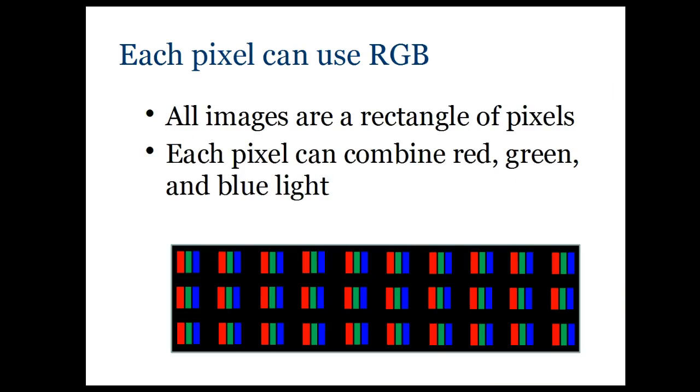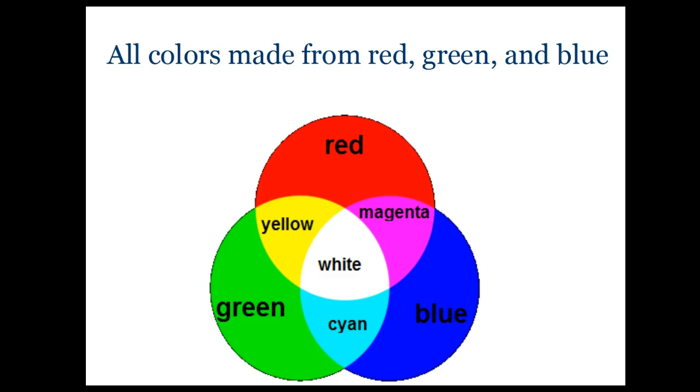So each pixel uses red, green, and blue. If you imagine this is blown up really big, and each one of these is a pixel, each pixel is capable of showing red, green, and blue, and the red, green, and blue light combine to make other colors. Here's how colors are made by combining red, green, and blue. If you combine all three, you get white. Red plus green is yellow, red plus blue is magenta, and so on, and then you can combine them in different intensities to create other colors as well.